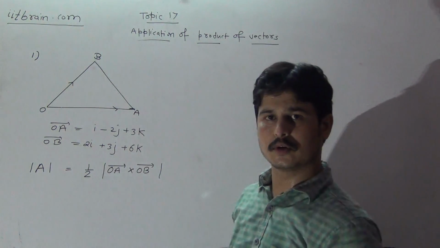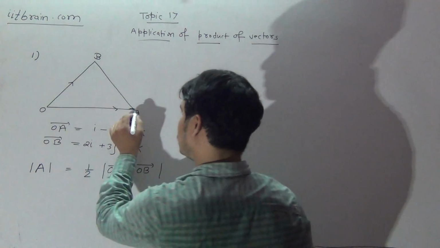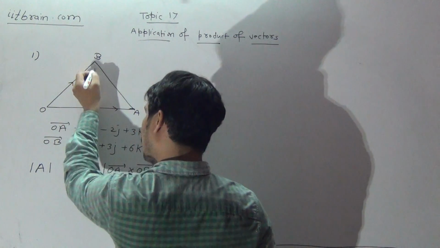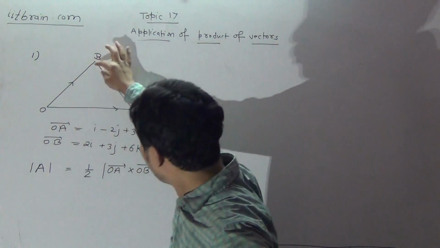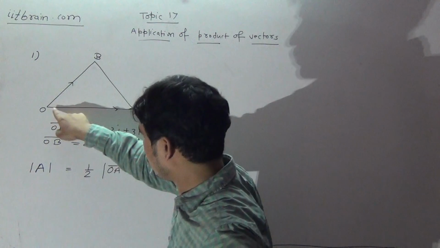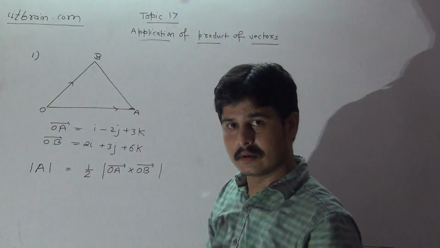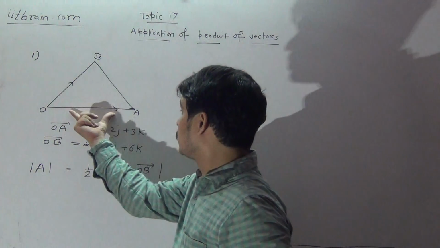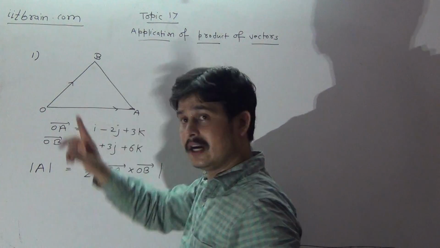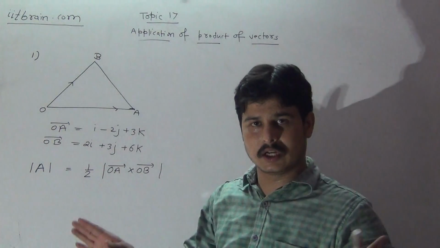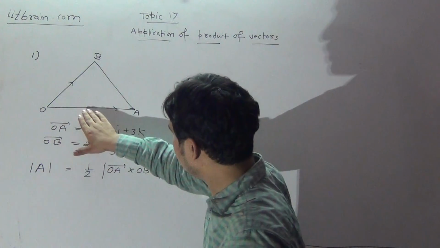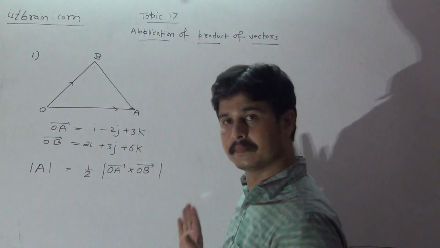और एरिया के लिए क्रॉस प्रोडक्ट यूज करने की वजह आप जानते हैं, because area is base into height into half. Since we have to take the perpendicular component of this vector for this, area is base into perpendicular height, and perpendicular distance can be calculated by using cross without any problem. So cross, make a cross between OA and OB.